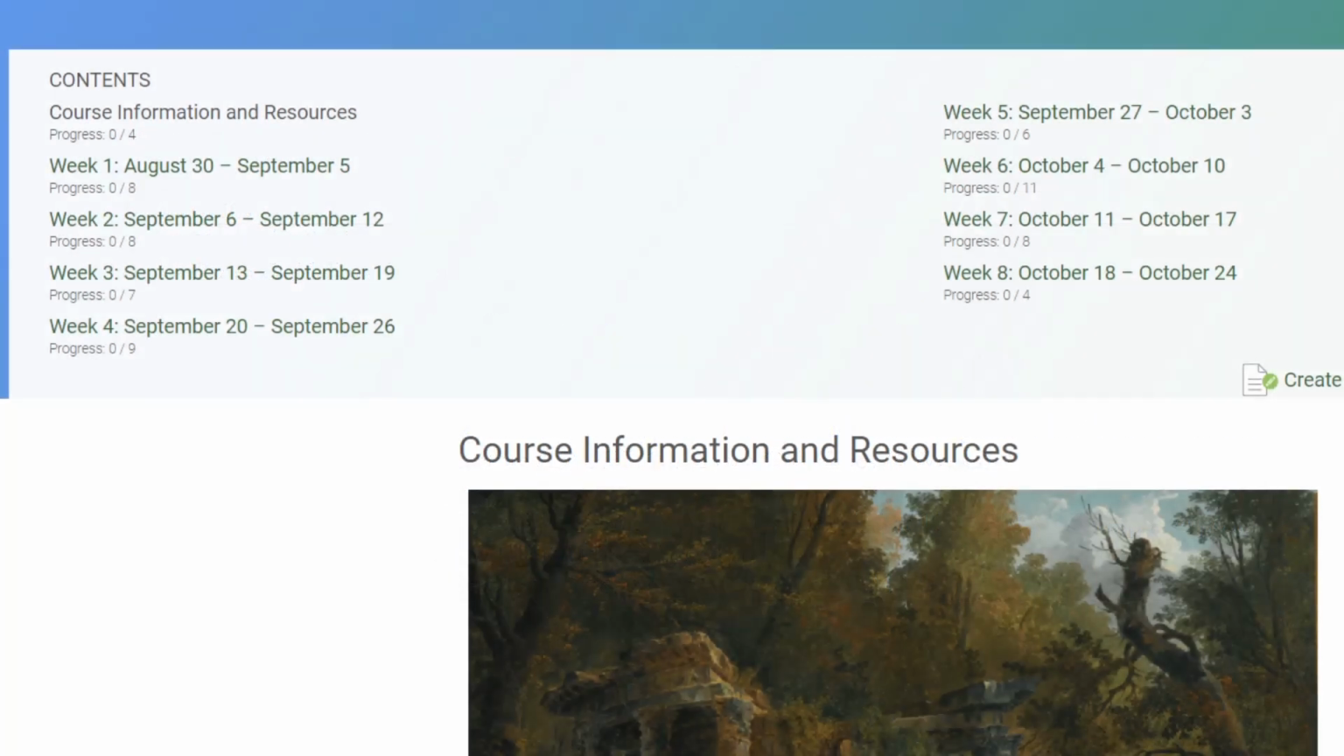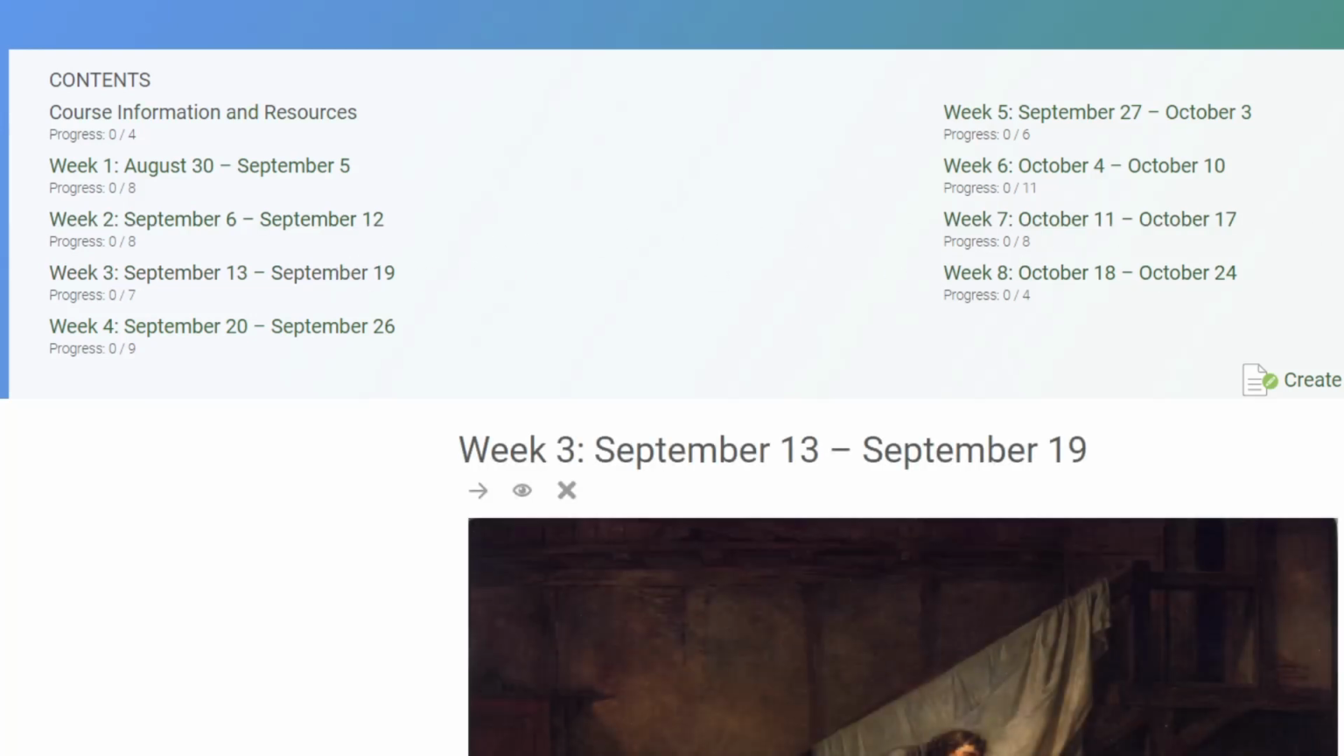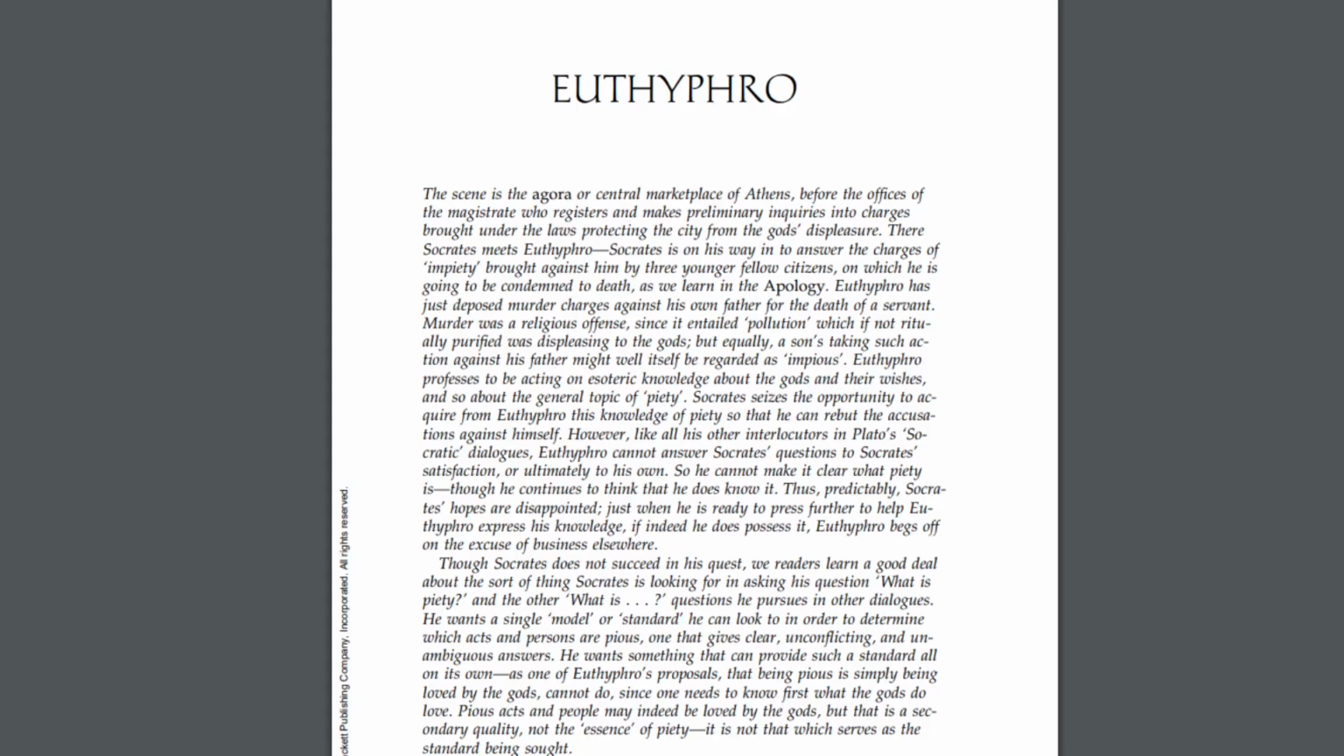Now that you know how to find out what your reading assignment is, you need to know where you can find the readings on our course page. In this case, we are looking for the reading for week 3. So first, click on the week 3 area of our class. Here, you can scroll down and find a link to the reading. Your assignment in week 3 would be to read pages 2 to 11 of this document.